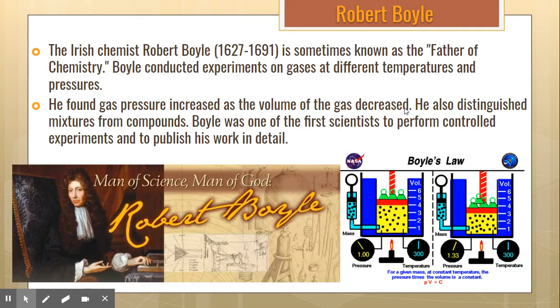Then you have Sir Robert Boyle, who is an Irish chemist, and he's sometimes known as the father of chemistry. So Boyle conducted experiments on gases at different temperatures and pressures. He heated up gases and he cooled them down, which makes them expand and contract and cause pressure and things like that. So he found gas pressure increased as the volume of gas decreased. So when you heat something up, the volume gets less, but it puts more pressure. That's really how we use our cars today with gasoline engines.